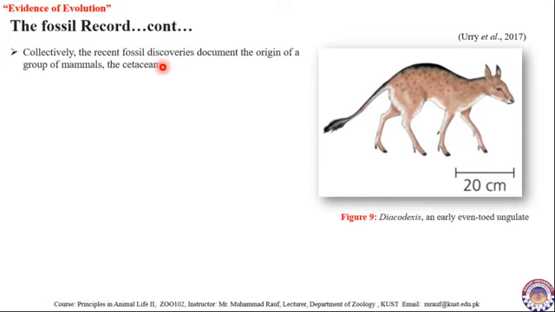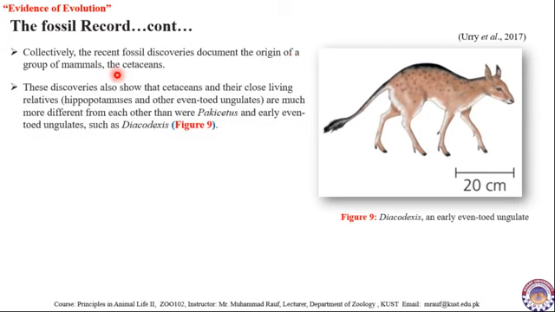Collectively, the recent fossil discoveries document the origin of a group of mammals, the cetaceans. These discoveries also show that cetaceans and their close living relatives are much more different from each other than were Pachycetus and early even-toed ungulates such as Diacodexis.